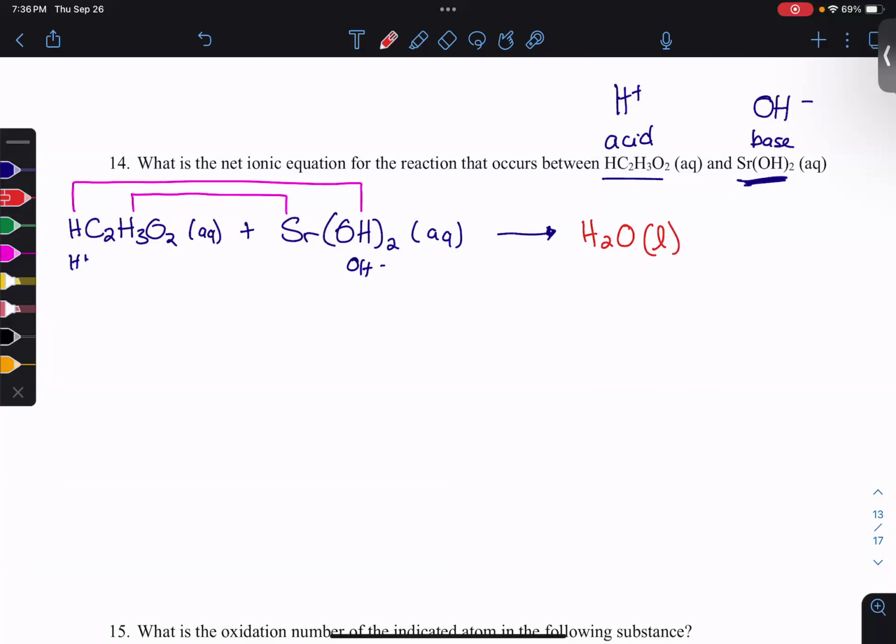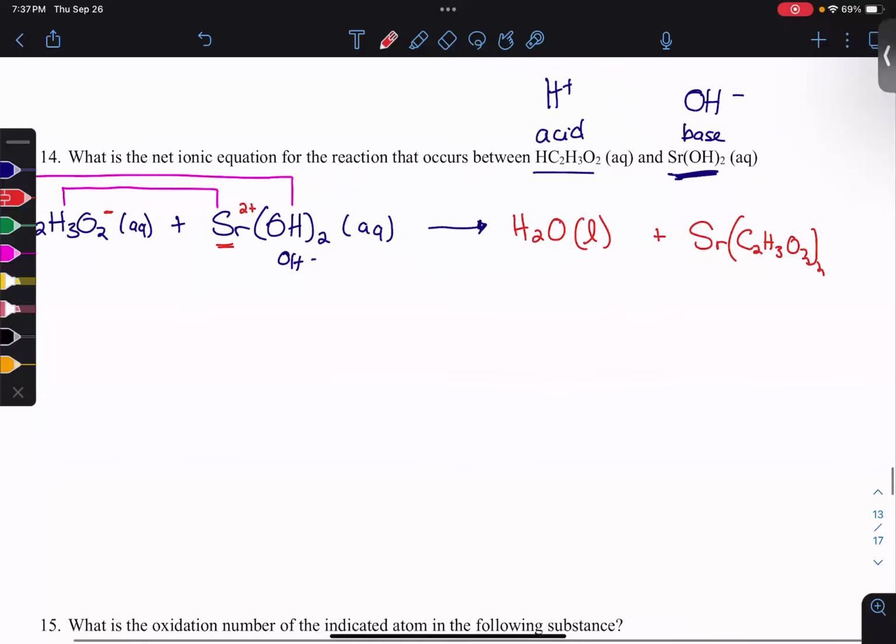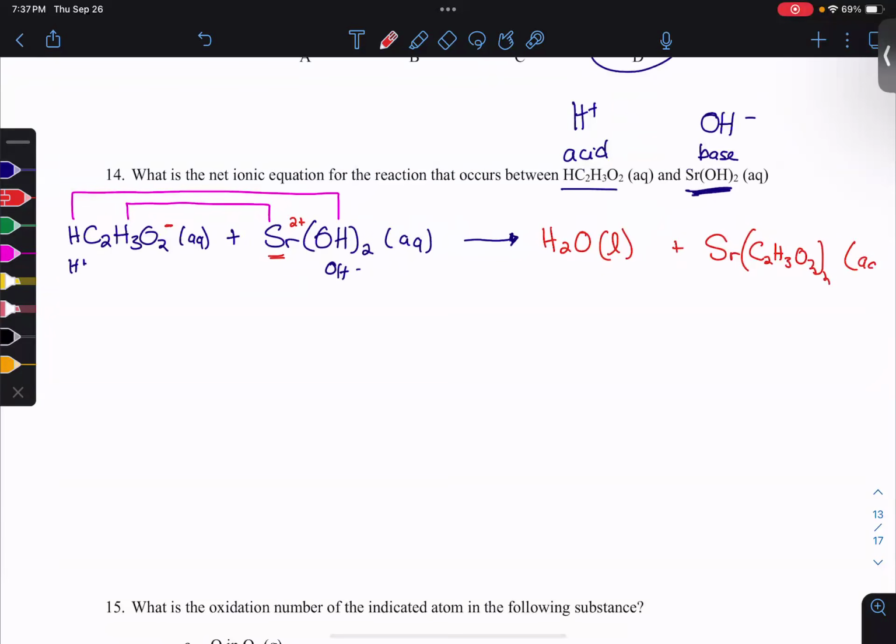So one of our products is H2O. This is always a liquid for double displacement reactions. The other product is going to be something with strontium and acetate. What are the charges of those? Remember, this is important. It's from chapter 2. Strontium has what charge in this compound? +2, and acetate has -1. So my other product is going to be strontium with 2 acetates attached to it. If you look at the solubility table, you'll see that strontium acetate is soluble. All acetate-containing compounds are soluble.